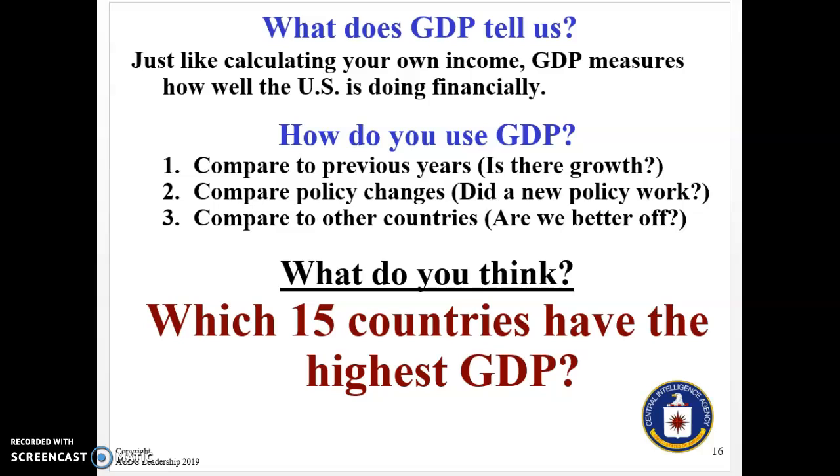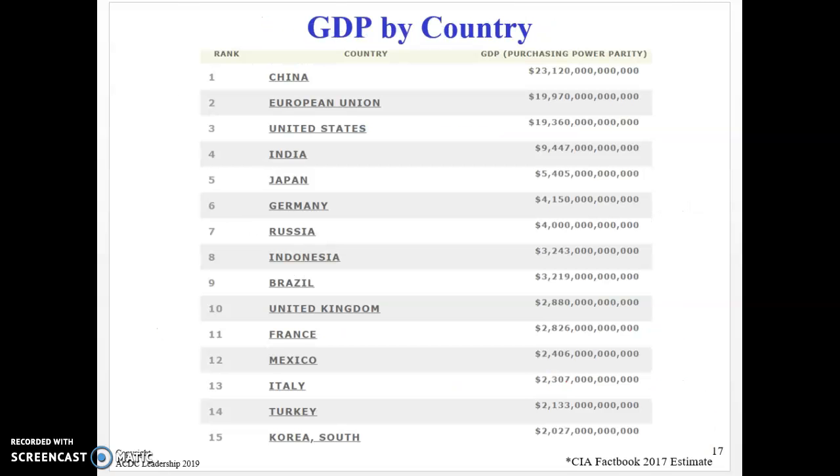GDP doesn't tell you as much as you would think. It does look at how we're doing financially, but we're going to need to use it to do something else. So for example, we're going to need to use it to compare 1 year to the previous years. Did we actually see growth, or did we just see things becoming more expensive? Did we see a policy change where we have more taxes, less taxes, and are we going to have a better policy working? And then how do we compare to other countries? That one ought to be pretty easy. I'm betting you could tell me the countries that have the highest GDP. So maybe stop, take a guess, take a look around, and here we go.